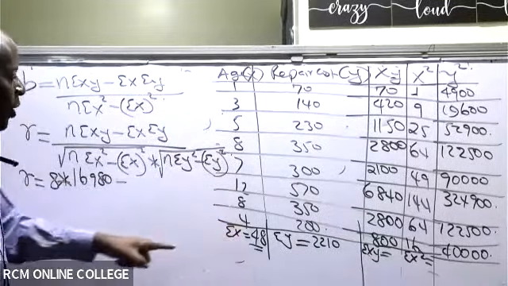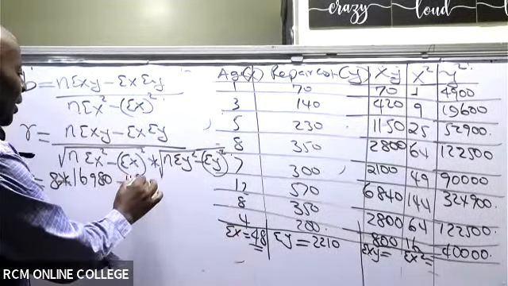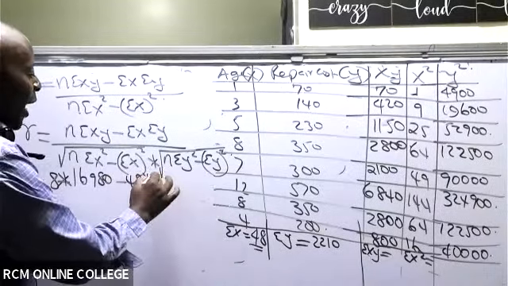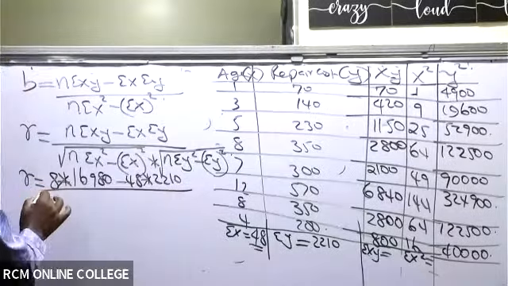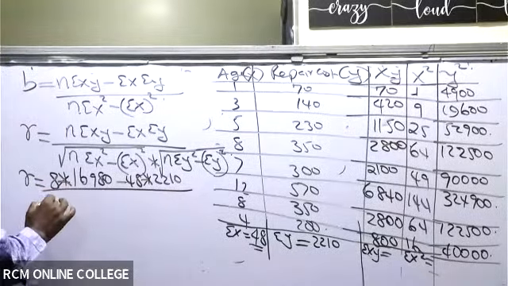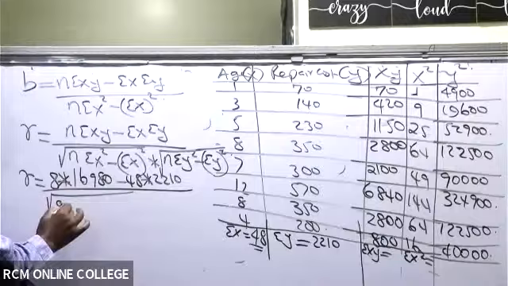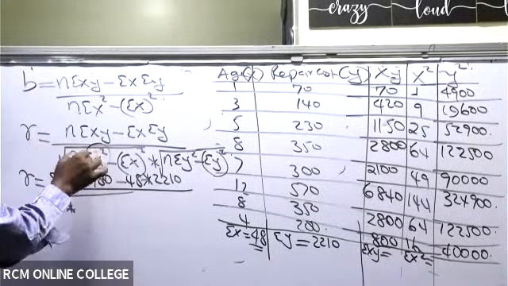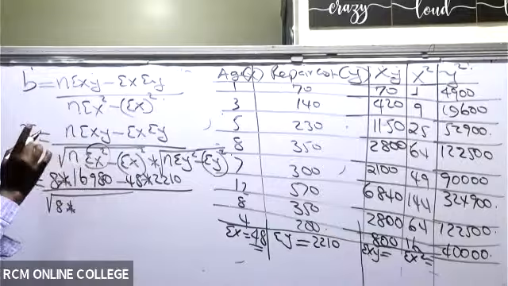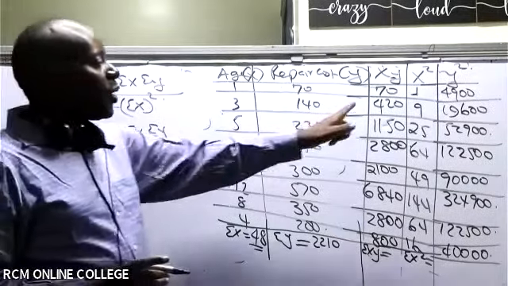Summation of x I have here, it is 48, times summation of y, which I as well have as 2210, all over the denominator. So for the denominator, we start with the square root of n, which is 8, times summation of x squared. Summation of x squared, we also have here.